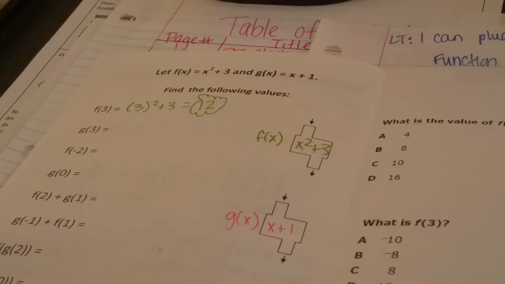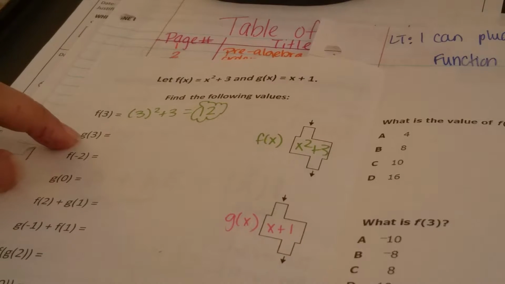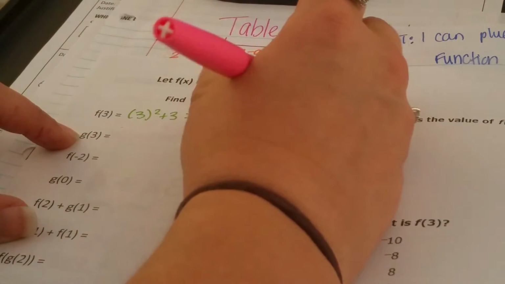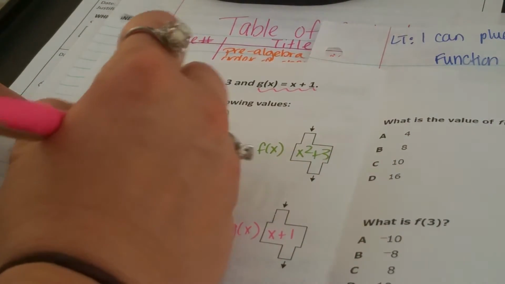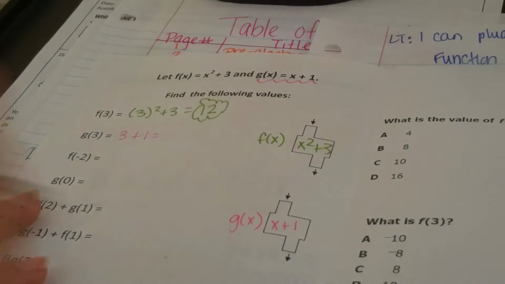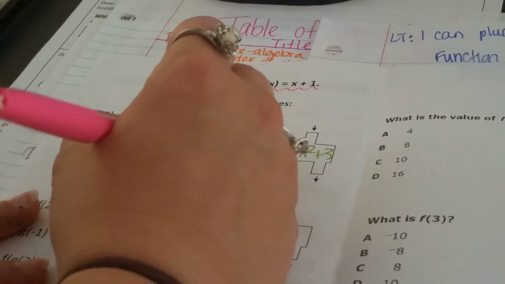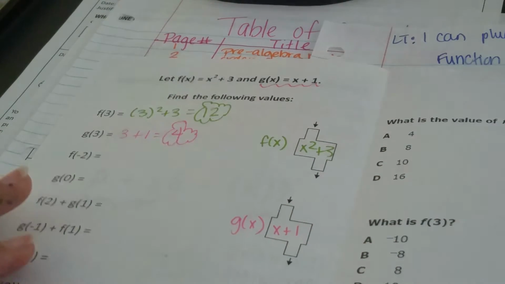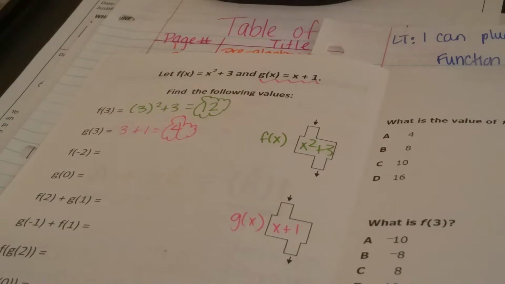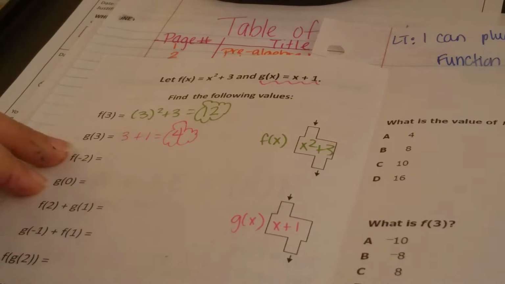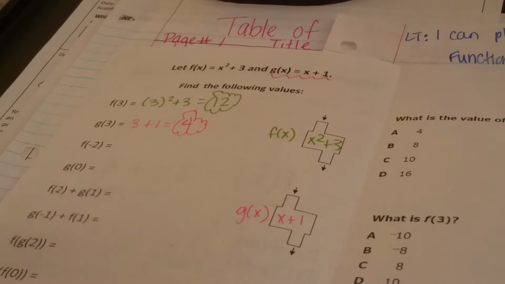All right, so are we going to plug this guy into the pink function or the green function? The pink function. So we're going to do 3 plus 1, which is what? 4. That's all we do. So you guys want to take a moment and do the next two? Do those real quick, then we'll come back and do the fifth one together.